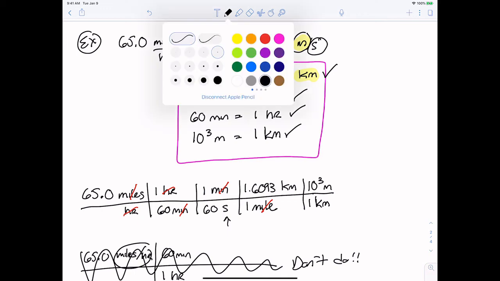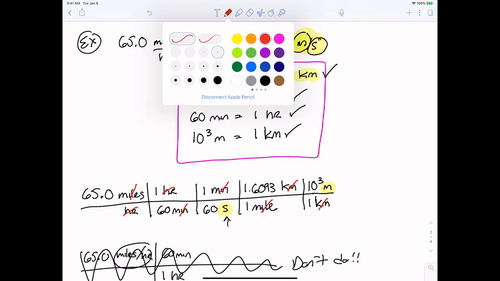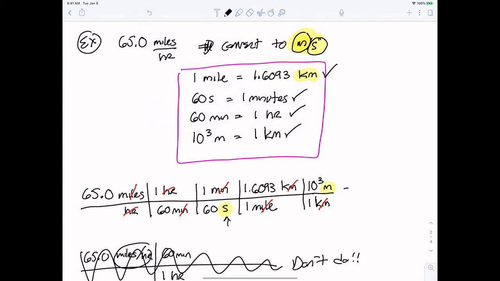And then we can cancel our last one. And if we look to see what's left, I have meters on the top, seconds on the bottom. So meters per second, which is what we're trying to solve for. So now we just need to grab our calculator. And again, I have the answer, so I'm just going to write it down.